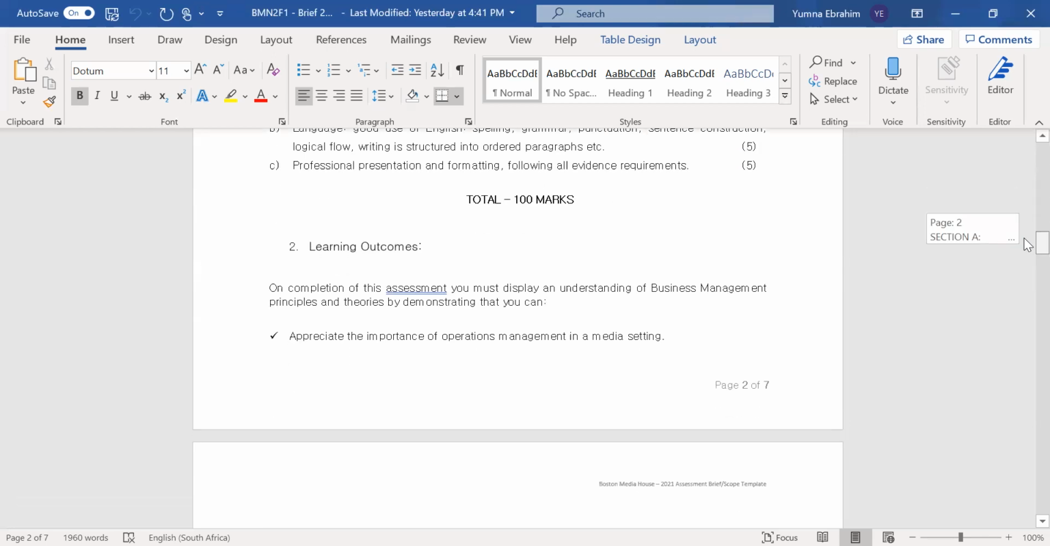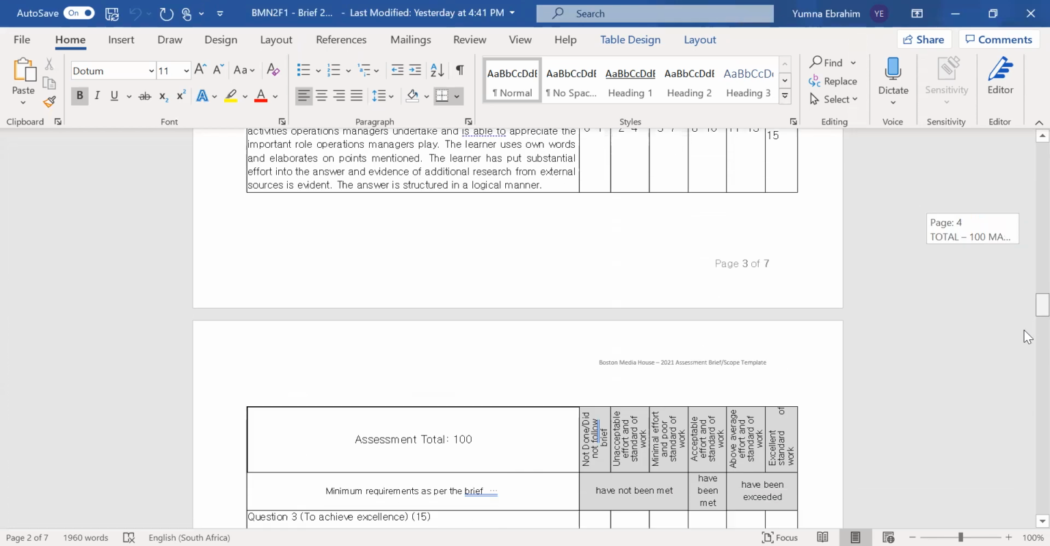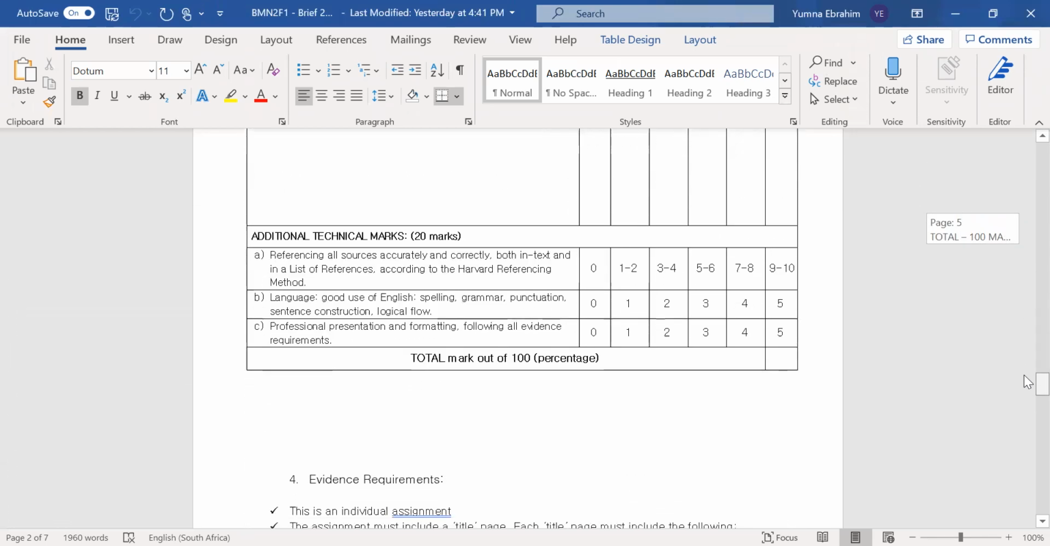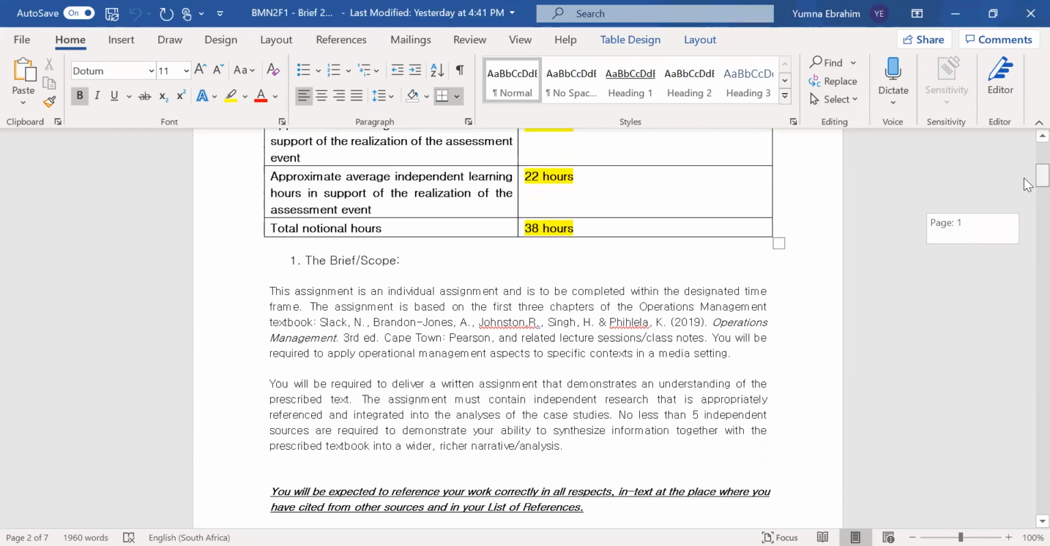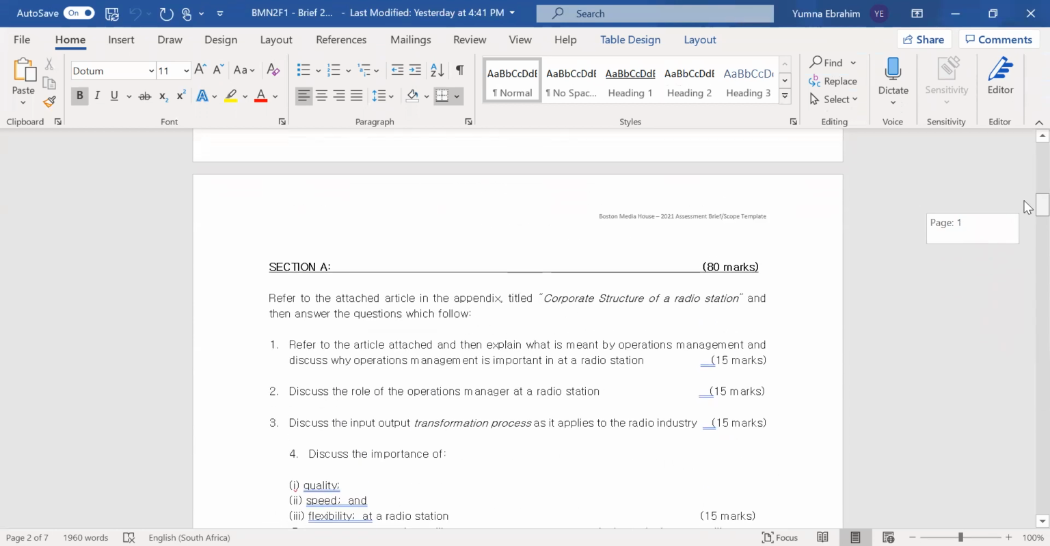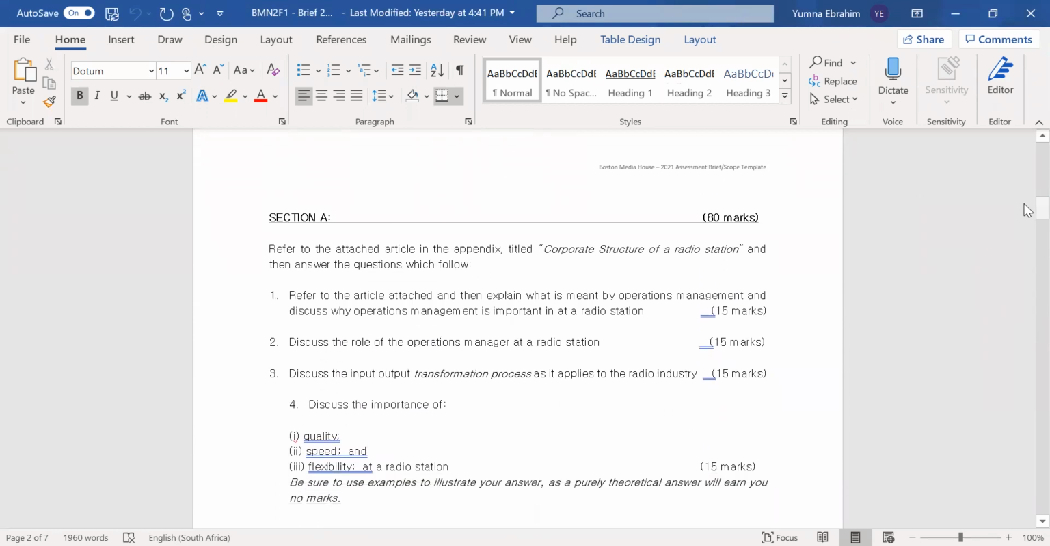All right, and then you can read through the learning outcomes and have a good read of each of the rubrics. Okay, so folks, that concludes the briefing session for the F1 assignment.